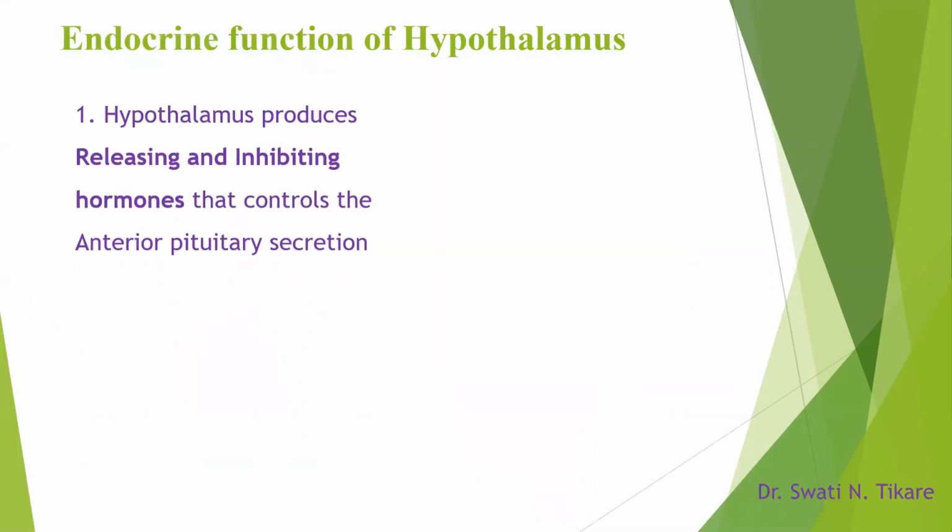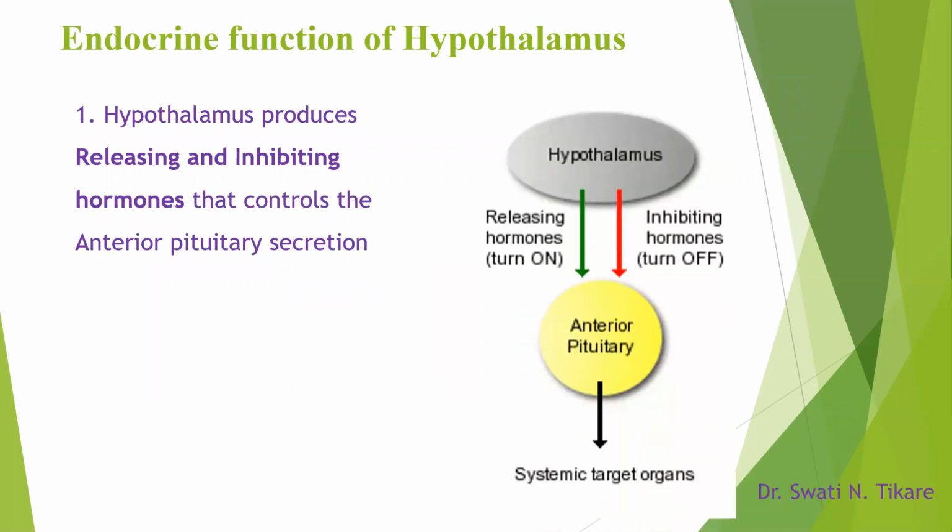So coming to the list of the endocrine functions of hypothalamus, first is the hypothalamus produces releasing and inhibiting hormones that control the anterior pituitary secretion. So hypothalamic releasing hormones and inhibiting hormones have their action on the anterior pituitary, which acts as the target organ here for the hormones of the hypothalamus.